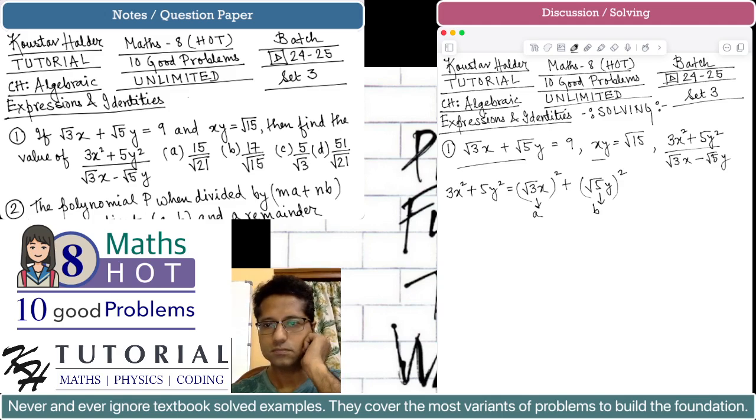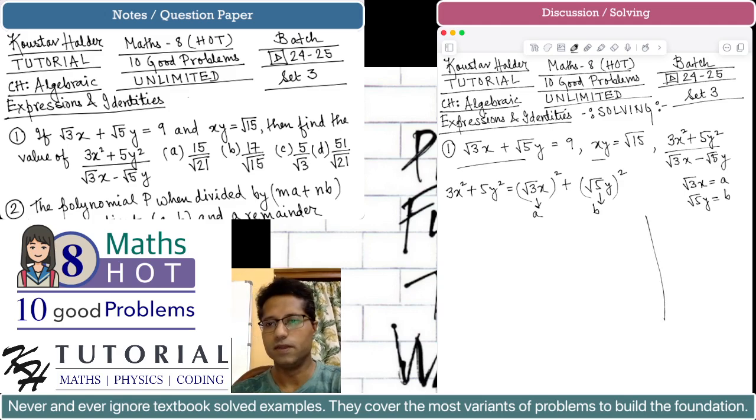If you consider root 3x as a and root 5y as b, just for the sake of understanding, then as you can see, a plus b is given as 9, and we have xy is also given as root 15.